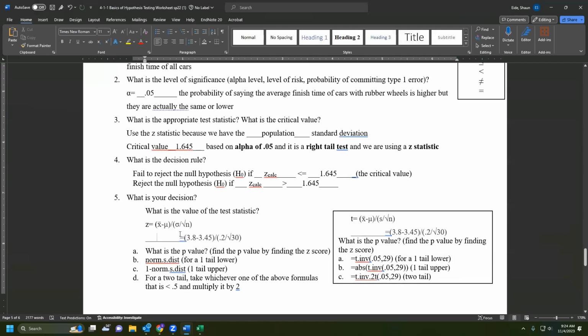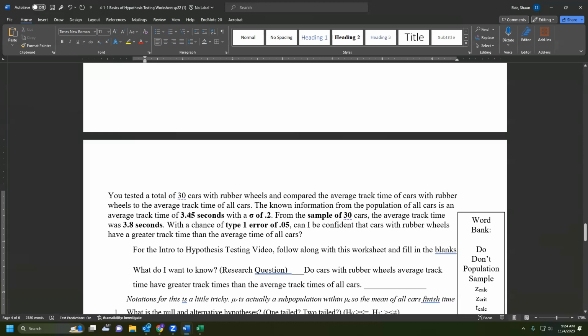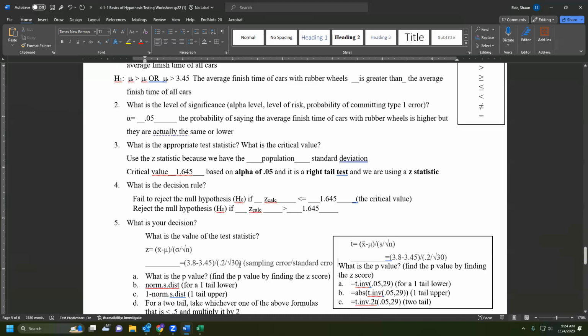So what is the value of the test statistic? We're going to calculate that right here, and we're just going to put this into Excel in just a second. This is the sampling error divided by the standard error. So I took 3.8 seconds minus 3.45. That's the sampling error. And then the standard error is the standard deviation divided by the square root of the sample size. Okay, so we have that all right here, and we're going to put this into Excel.